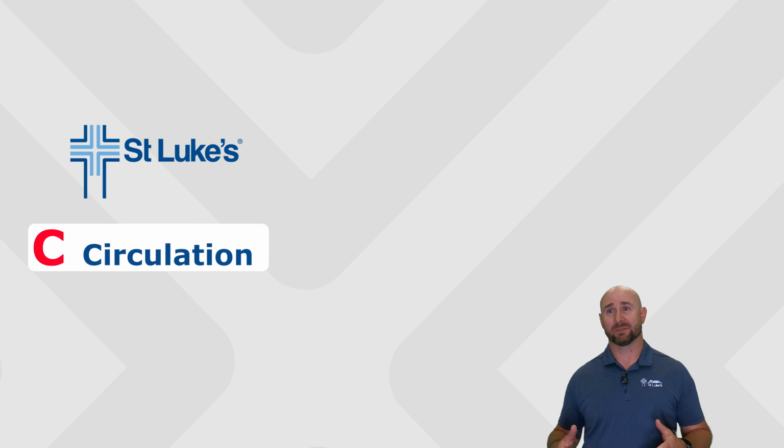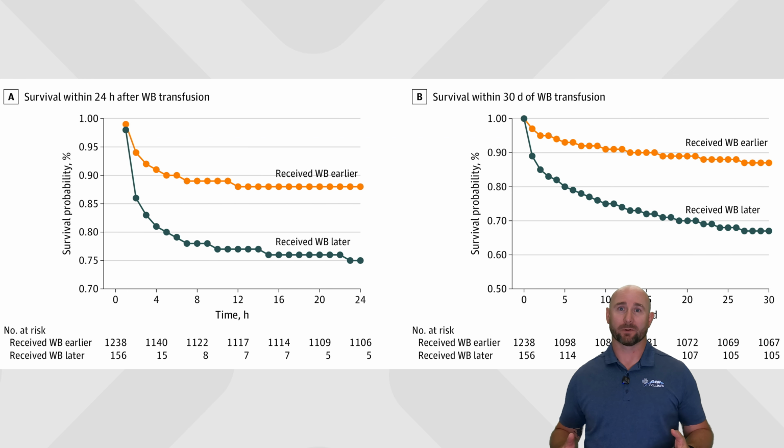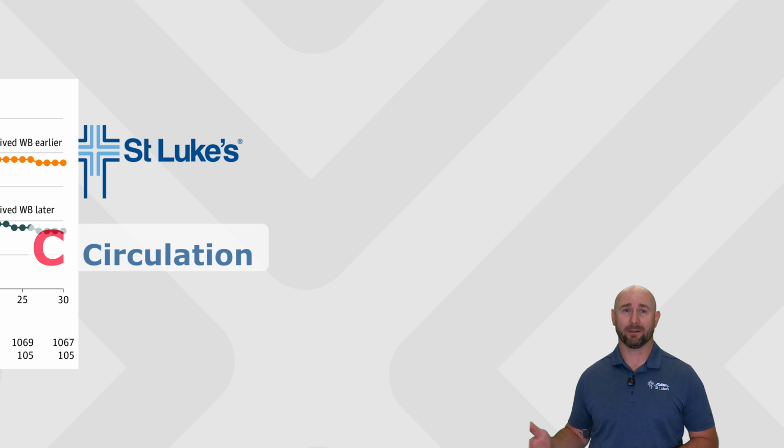For our critical care teams, this is where carrying whole blood becomes a game changer. A recent study published in JAMA Surgery looked at over 1,300 trauma patients who required massive transfusion. The findings were clear. The earlier the whole blood was given, the better the survival outcomes, not just at 24 hours, but even 30 days later. In fact, the survival benefit was seen as early as 1 hour after arrival. Patients who received whole blood sooner had a significantly lower risk of death, with adjusted hazard ratios showing up to a 60 to 70% reduction in mortality.